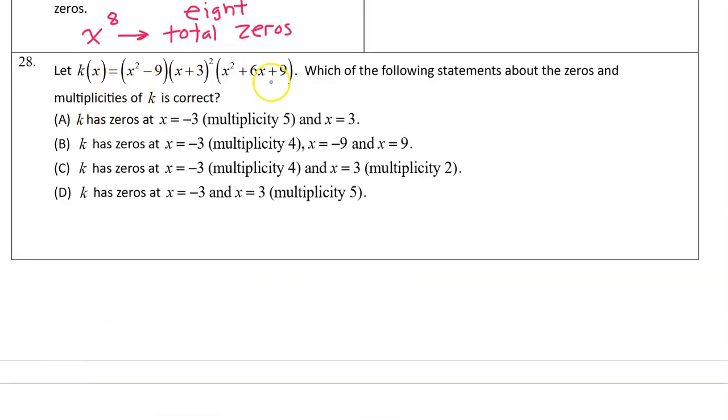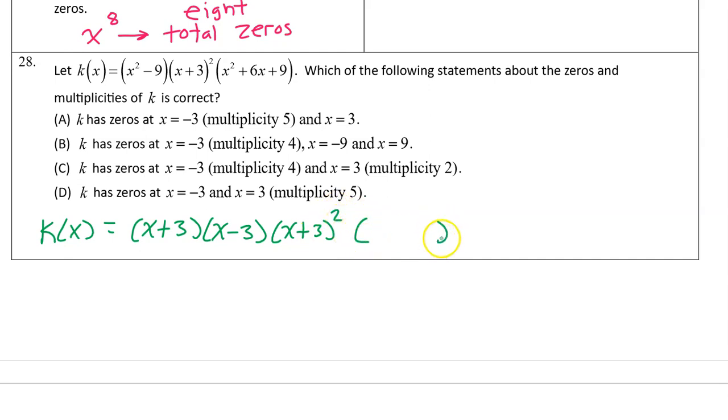Let k of x equal this polynomial. Which of the following statements about the zeros and multiplicities of k is correct? Before I look too carefully at this, I need to factor this a little bit more. X squared minus 9 is factorable, as is this trinomial on the end. So we have k of x equals, and we can factor the difference of two squares here. So this will be x plus 3 times x minus 3. Can't do anything with that, so I'm just going to leave my x plus 3 squared.